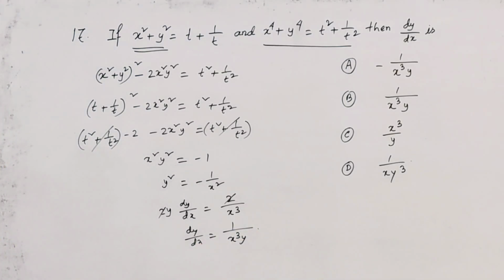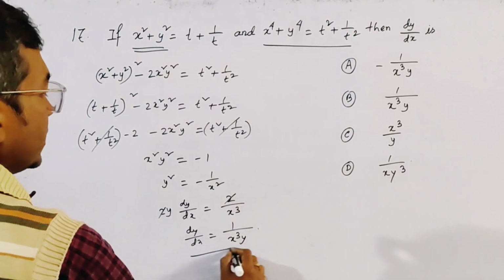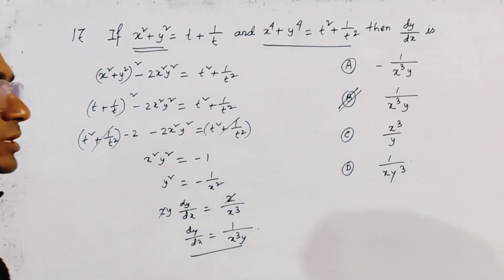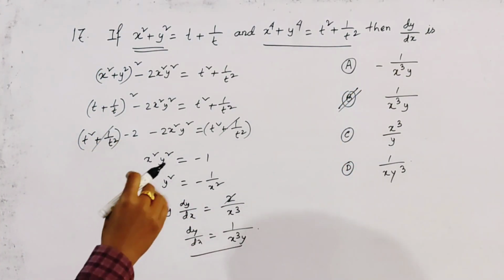Okay, so our correct option is option number... obviously, this is B. This is a very simple application of derivative.